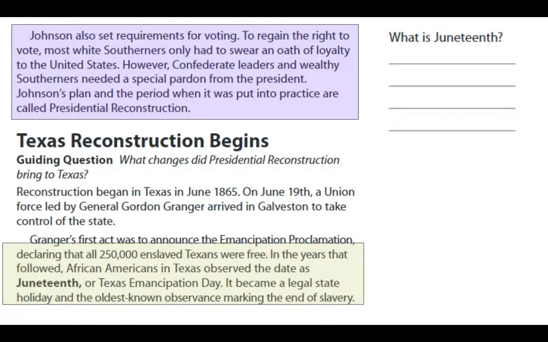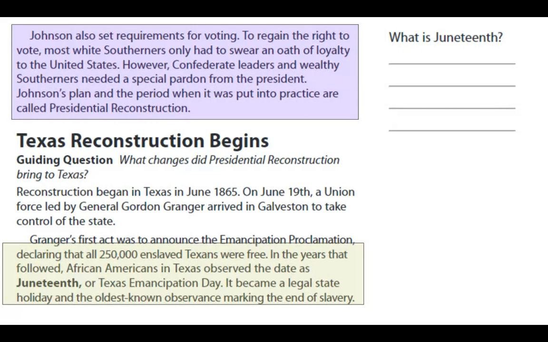Johnson also set requirements for voting. To regain the right to vote, most white Southerners only had to swear an oath of loyalty to the United States. However, Confederate leaders and wealthy Southerners needed a special pardon from the president. Johnson's plan and the period when it was put into practice are called Presidential Reconstruction.